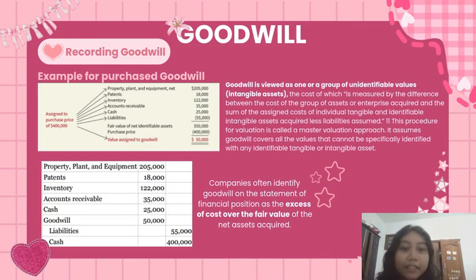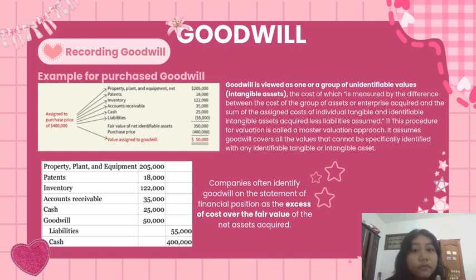Okay, this is the list, or breakdown, where we get the $50,000. So this is the list: PPE, patents, inventory, accounts receivable, cash, its total, and then minus liabilities, and the result is the fair value of net identifiable assets. The purchase price is $400,000, minus the fair value, so the value assigned to goodwill is $50,000.